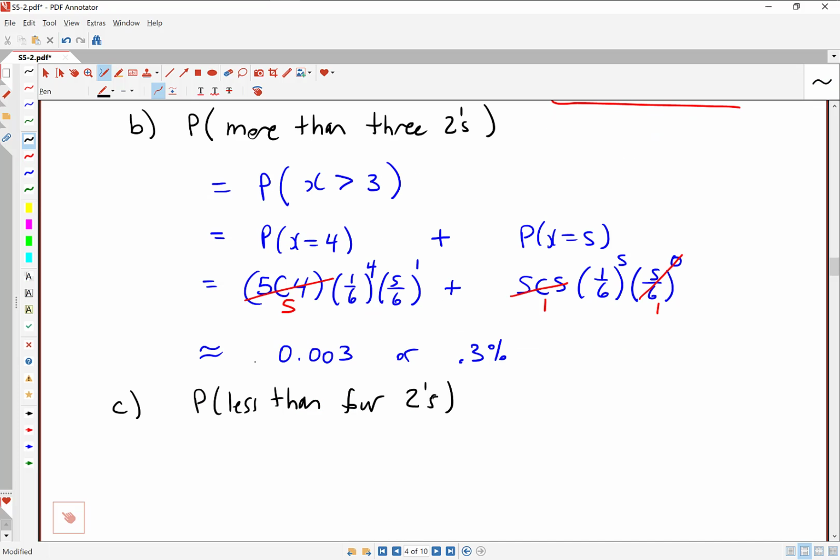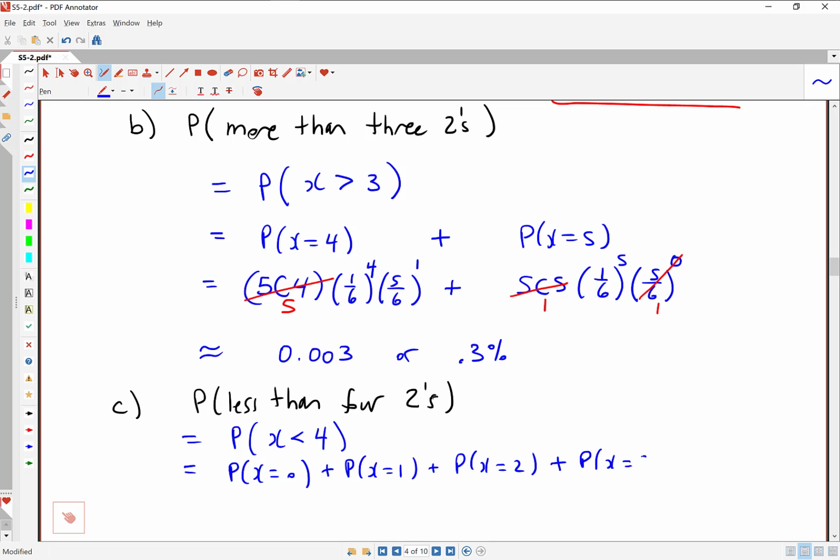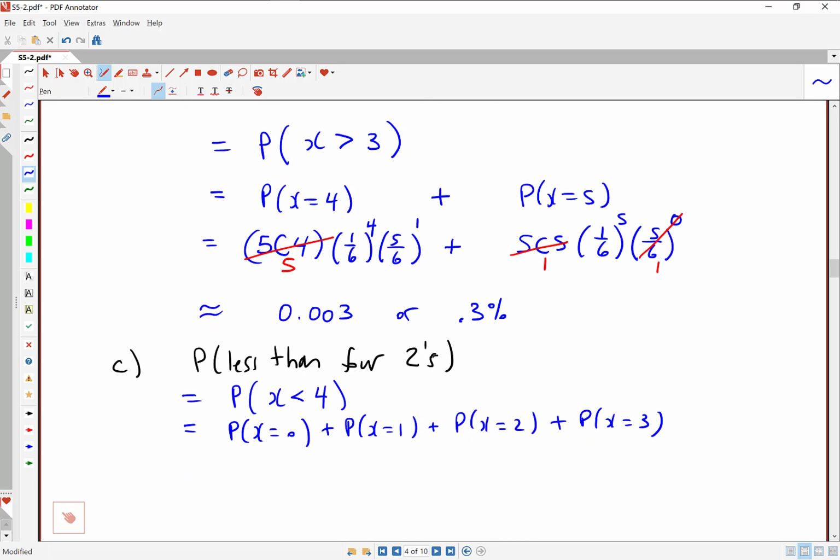Let's do one final part here. Let's find the probability that we get less than 4 2s. So let's rephrase that symbolically. The number of 2s that we roll is represented by x, and we're saying we want that number to be less than 4. So if we break that into the cases, we would take the probability that x equals 0 plus the probability that x equals 1 plus the probability that x equals 2 plus the probability that x equals 3. And again, the reason that we're adding these probabilities is because we're saying x could be 0 or x could be 1 or x could be 2 or x could be 3. And or is the keyword that prompts us to add.